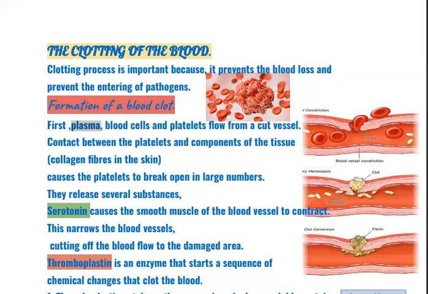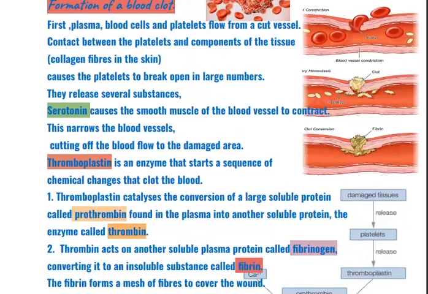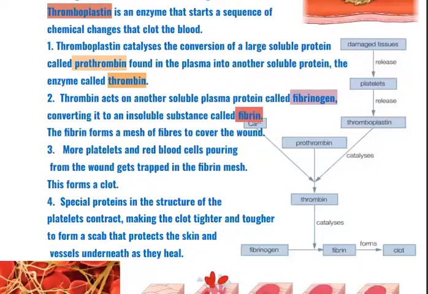Thromboplastin is an enzyme that starts a sequence of chemical changes that clot the blood. 1. Thromboplastin catalyzes the conversion of a large soluble protein called prothrombin, found in the plasma, into another soluble protein, the enzyme called thrombin. 2. Thrombin acts on another soluble plasma protein called fibrinogen, converting it to an insoluble substance called fibrin. The fibrin forms a mesh of fibers to cover the wound.